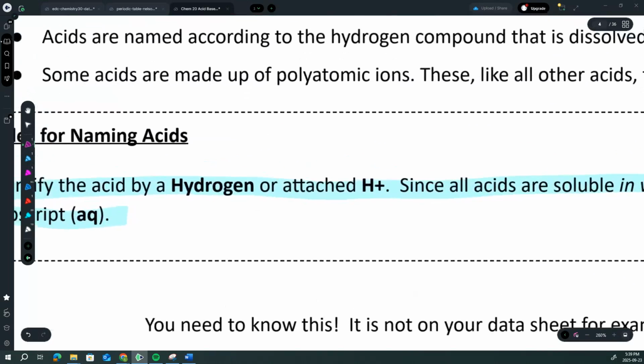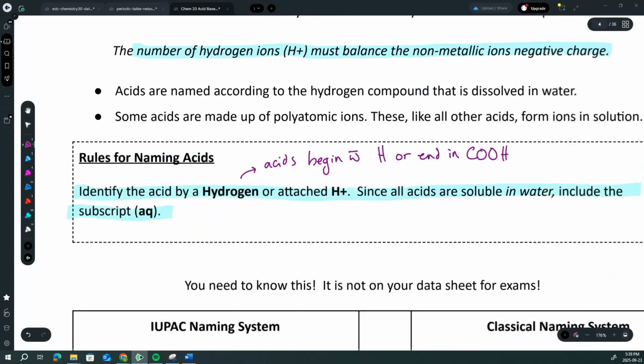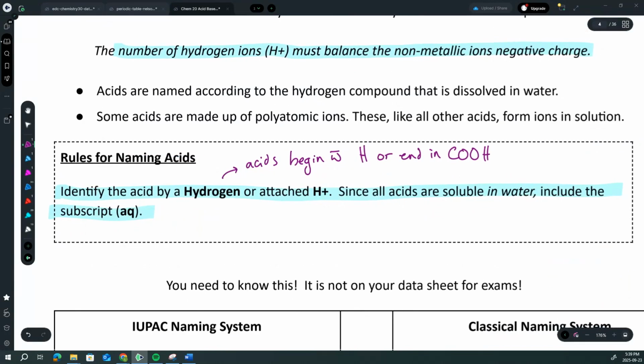So I'm just going to add in some notes here. Acids begin with H or end in COOH, and then the state for acids is always aqueous.